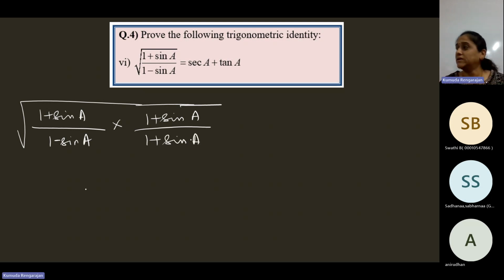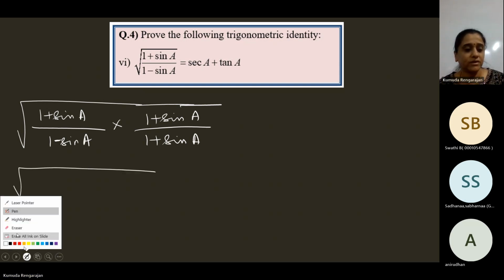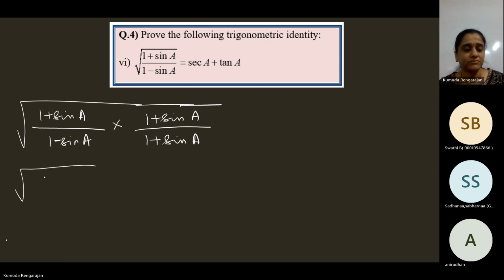Extend that square root symbol and do it under the square root. Here it's minus, so you multiply and divide by plus 1 plus sin A. So under the square root it will be 1 plus sin A into 1 plus sin A, so 1 plus sin A the whole square divided by 1 minus sin A into 1 plus sin A.